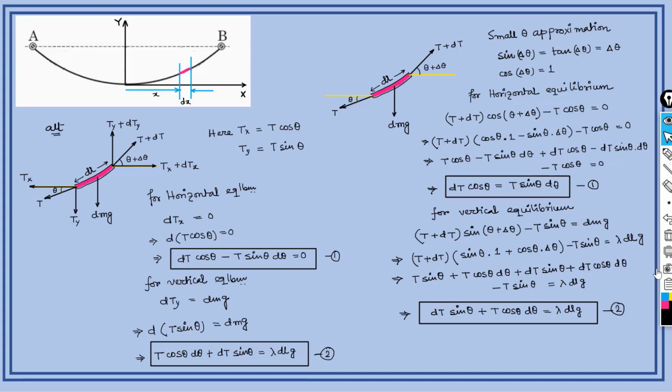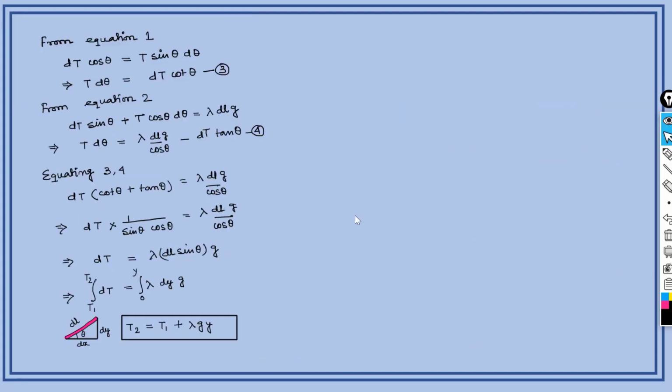Now let's come to the next part of the solution. Here I am trying to eliminate T and d theta from these two equations that we have already got. This is the first equation that we got in the last slide, and this is the second equation that we got in the last slide. So T d theta from the first equation is this one, and T d theta from the second equation is this one. When I equate these two, I get an equation of dT only and dl here.